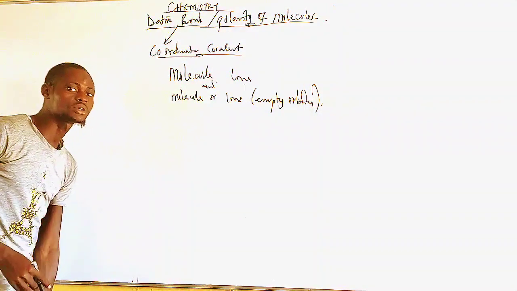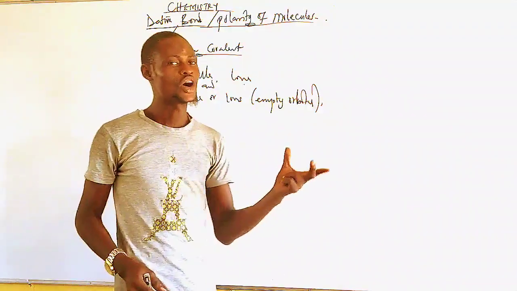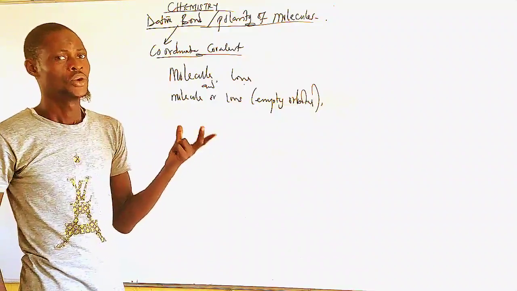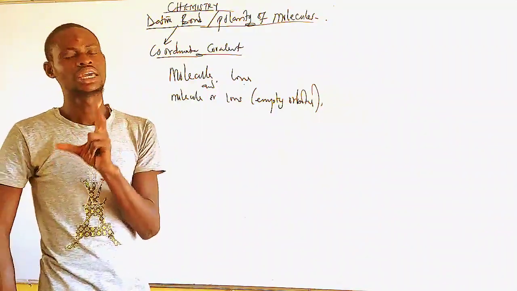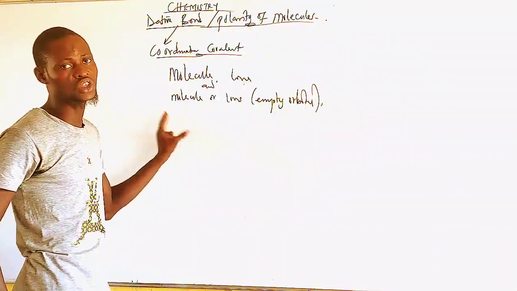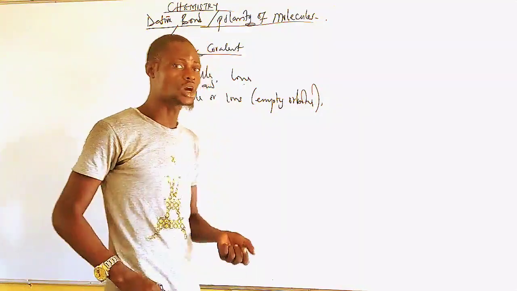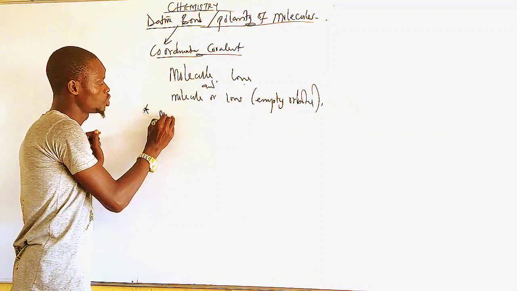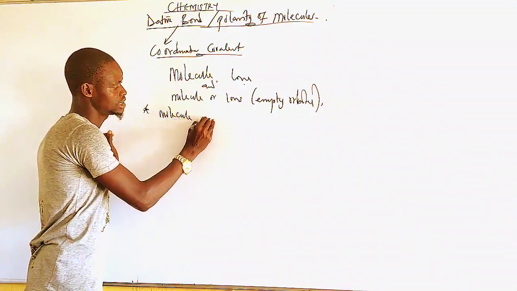What does that mean? It shows it's an example of covalent and also an example of ionic, because in this case it showcases as if one of the molecules is donating its lone pair of electrons to another molecule that does not have anything in its empty orbital. So this kind of bond can exist between a molecule and an ion.